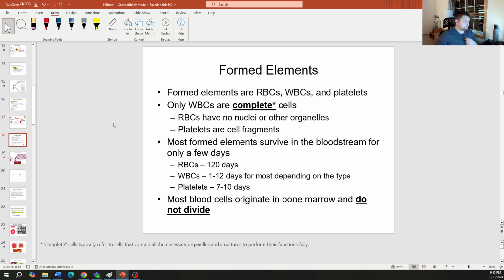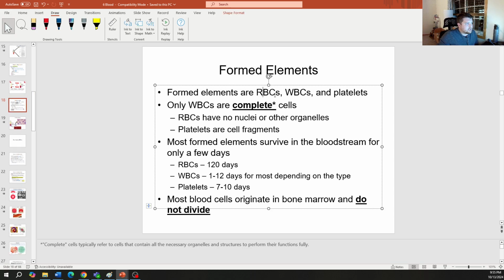Okay. That was the plasma, that was the serum. Now we're going to talk about the formed elements, the red blood cells, white blood cells, and platelets. This is kind of our general information. I'm going to dive into each of these.